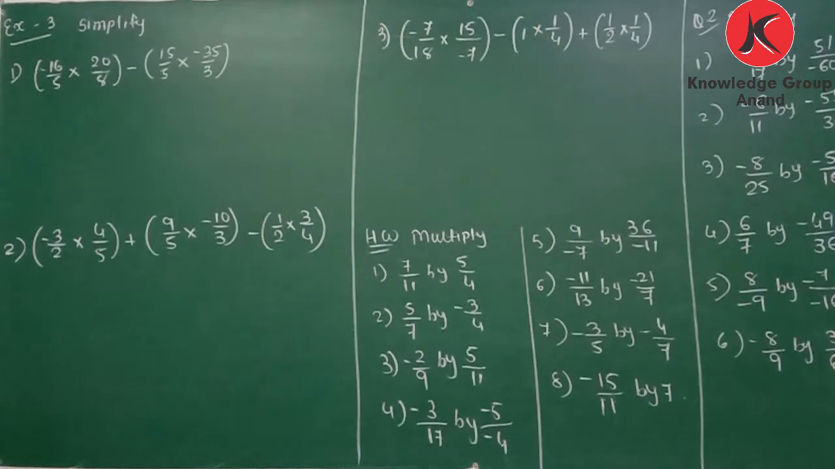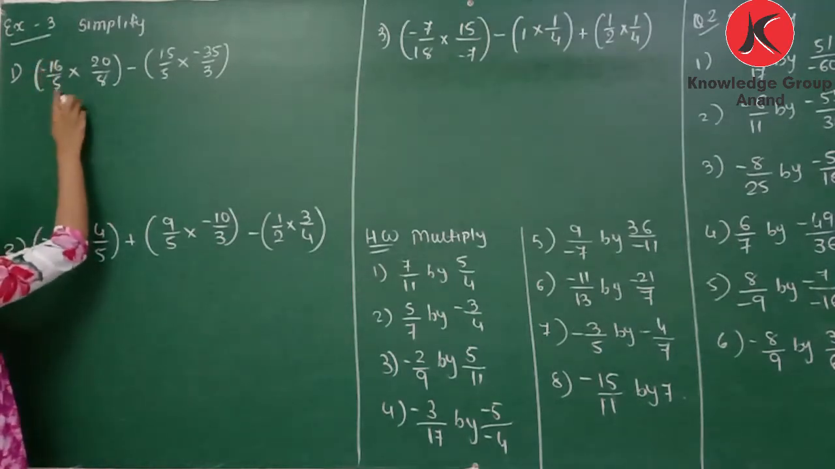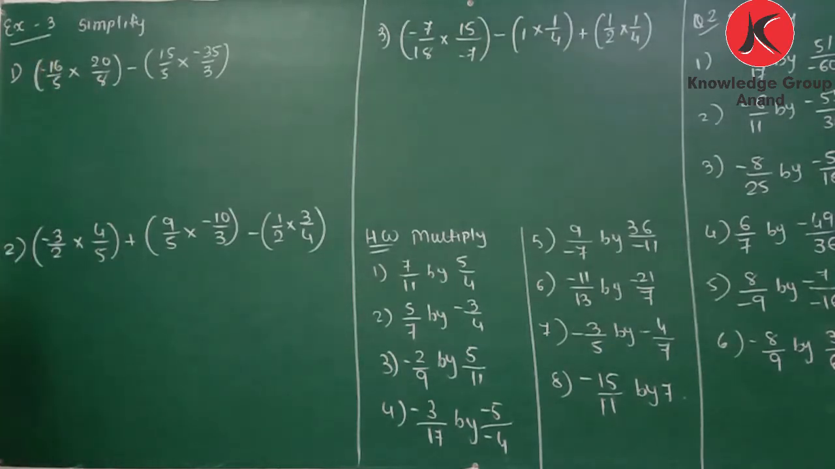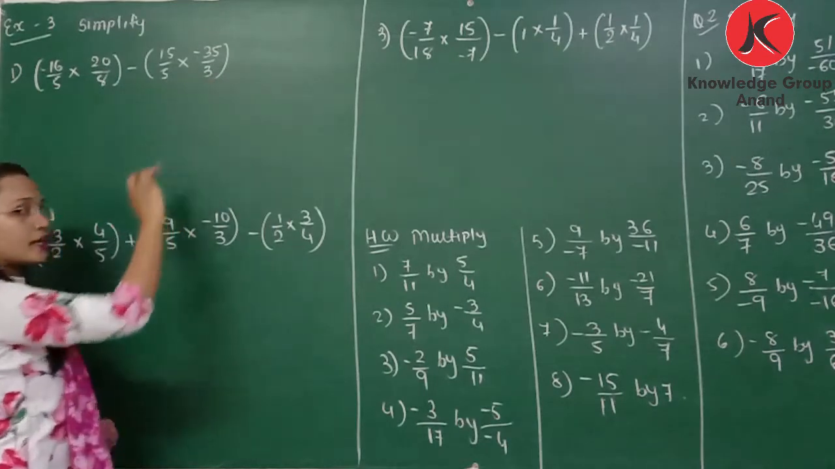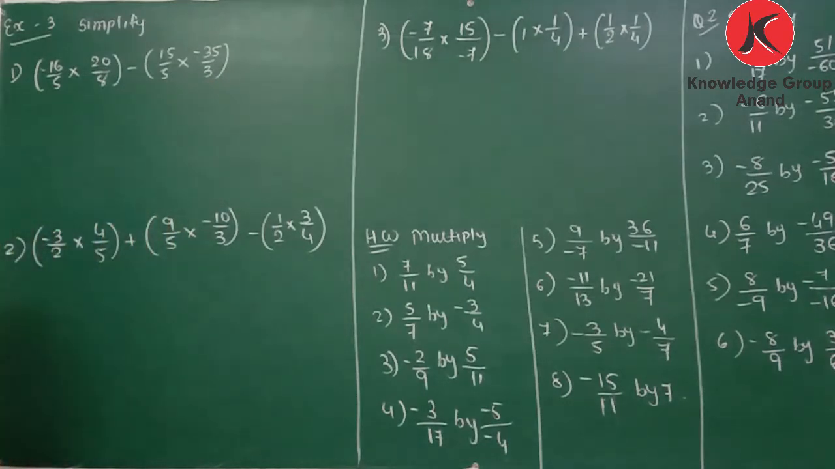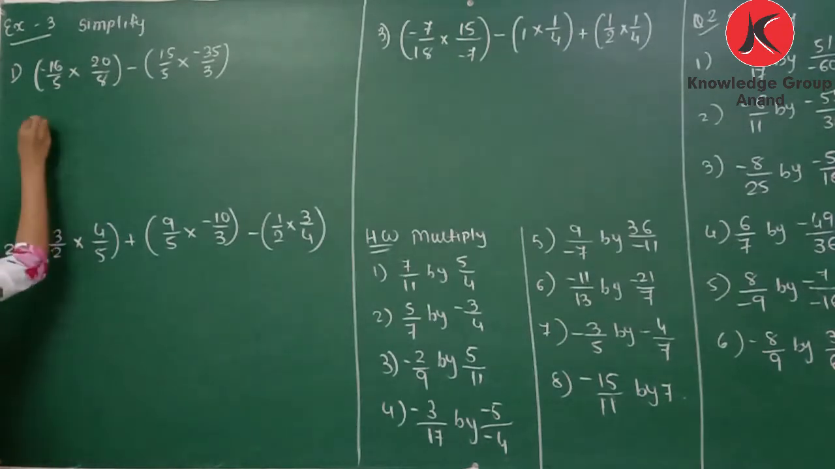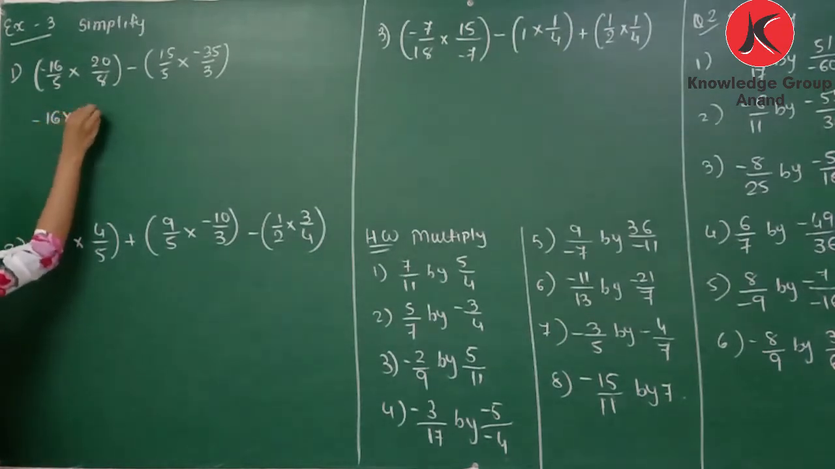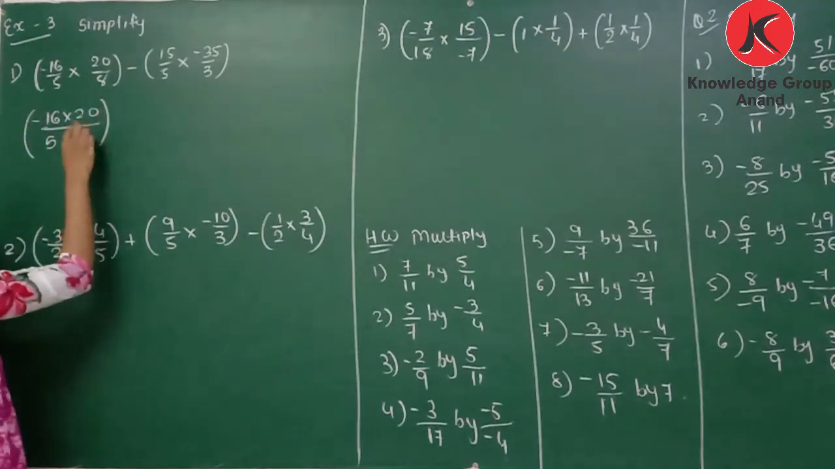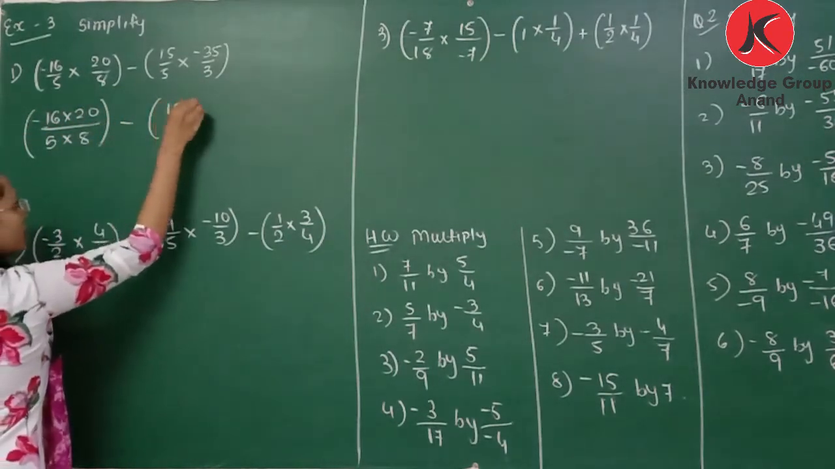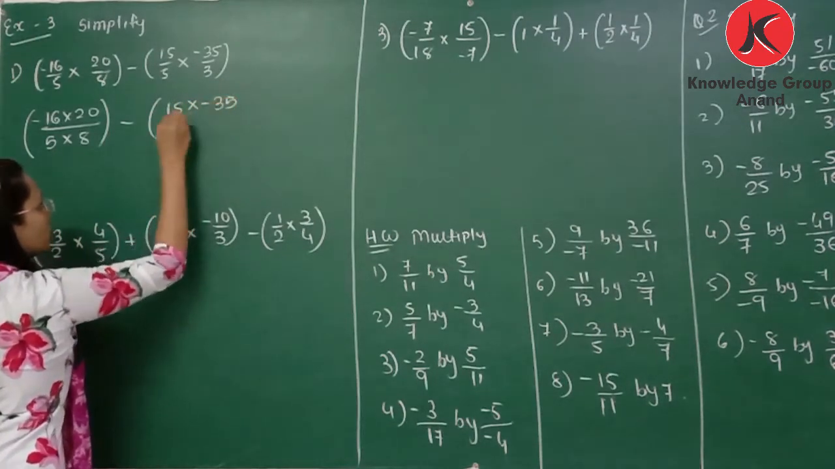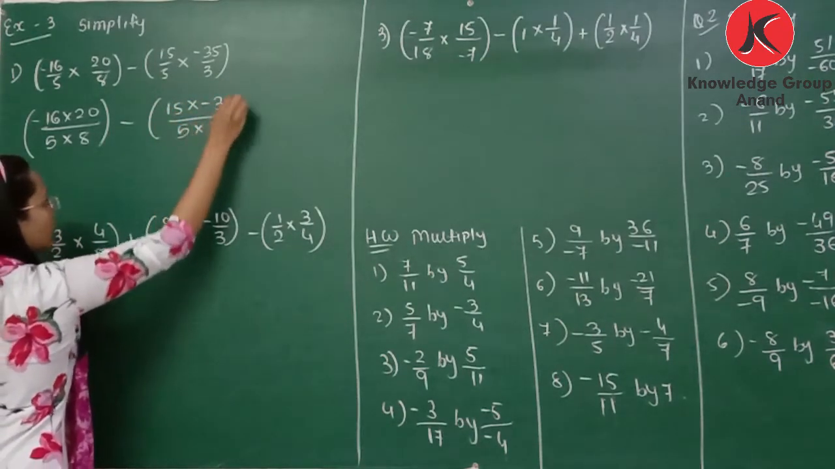Now let's take one more example, that is simplify. Here you can see brackets are given. So these two rational numbers are multiplied, and these two are multiplied. After finding the multiplication of that, you need to subtract the answers. So let's find, it is minus 16 multiplied by 20 divided by 5 times 8. So we need to solve this, and then 50 multiplied by minus 35 divided by 5 times 3.